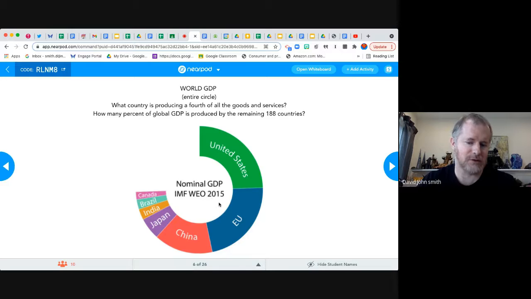This data is from 2015, so it is still, again, old, and obviously you'd make some suggestions about what has happened since then. But which country is producing a fourth or a quarter of all of the world's goods and services? Okay, so if we stop the sharing, we jump back to the meat. Which of those countries seems to be producing a quarter of the world's entire GDP?